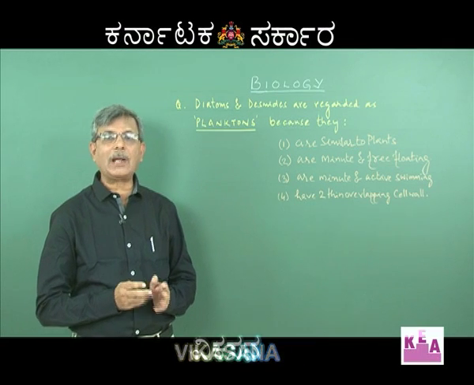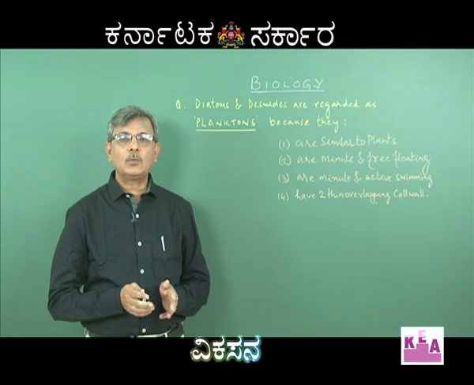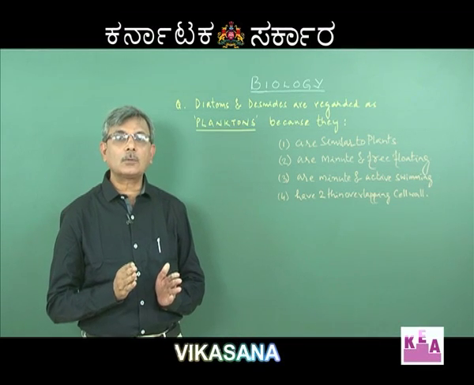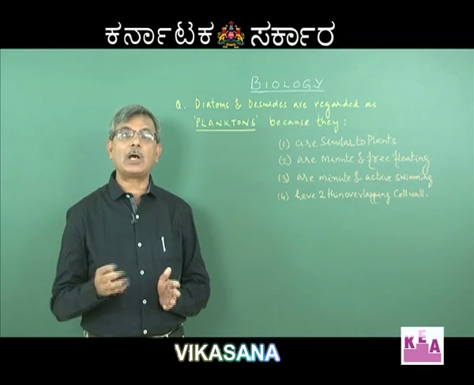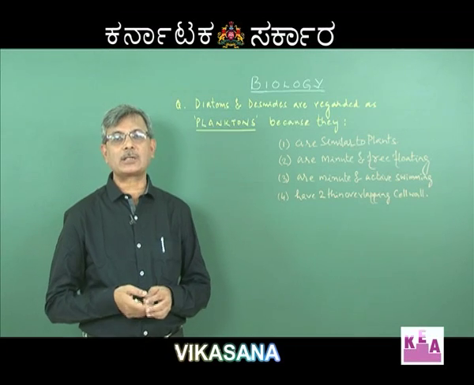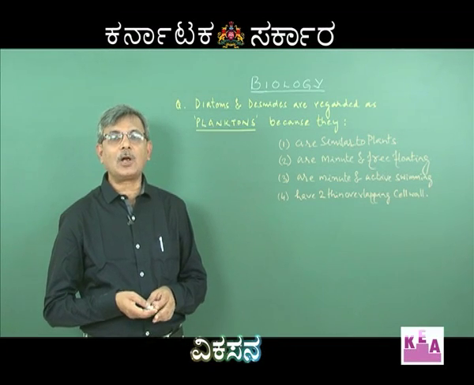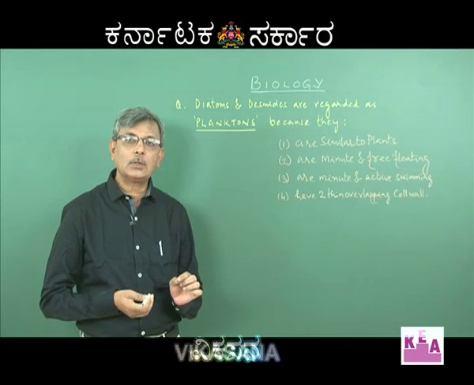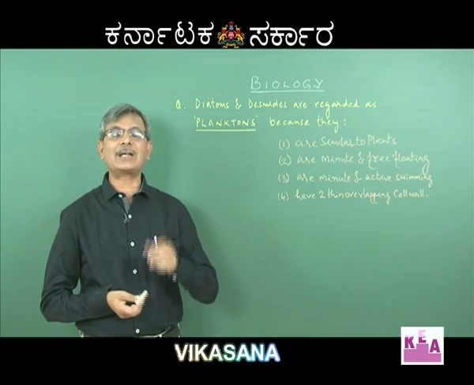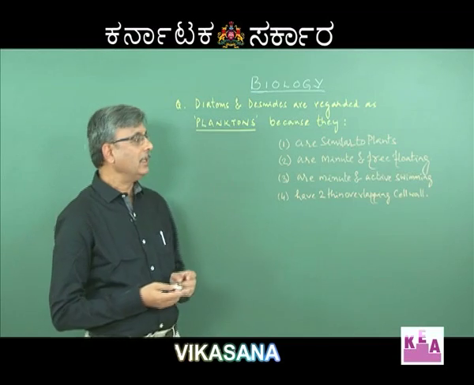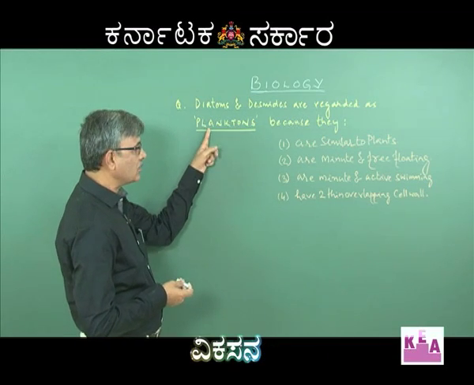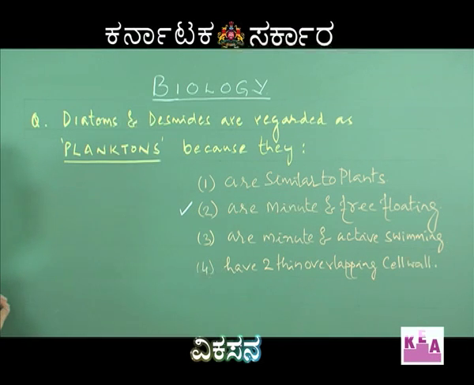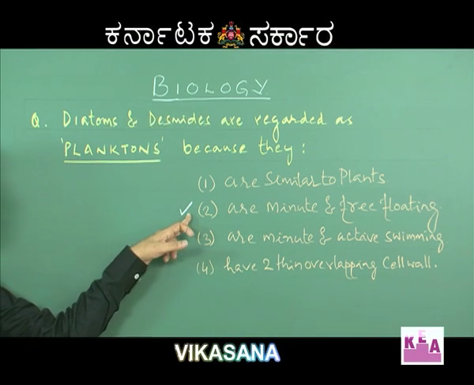When you talk about planktons, please remember, free floating organisms, minute free floating organisms are called planktons. Minute free swimming organisms are called nektons. And here when you look into it, planktons, so naturally it goes with the option minute free floating organisms. So option 2 is correct.